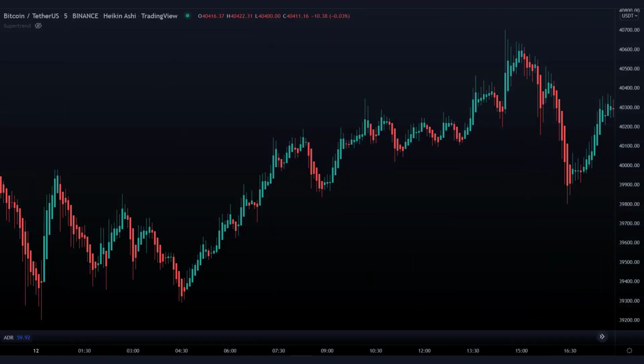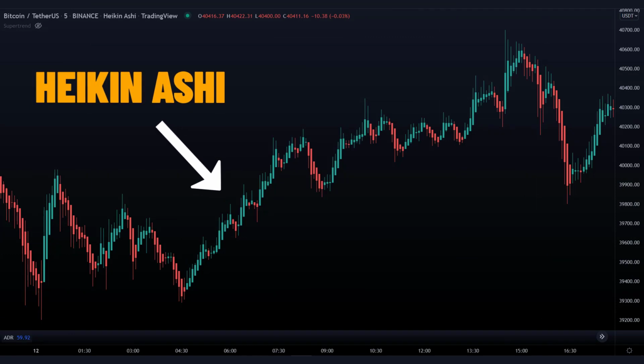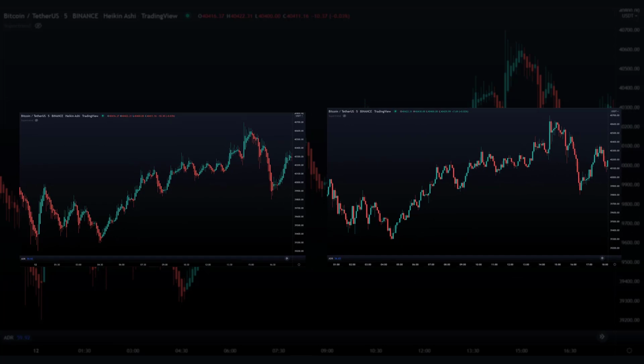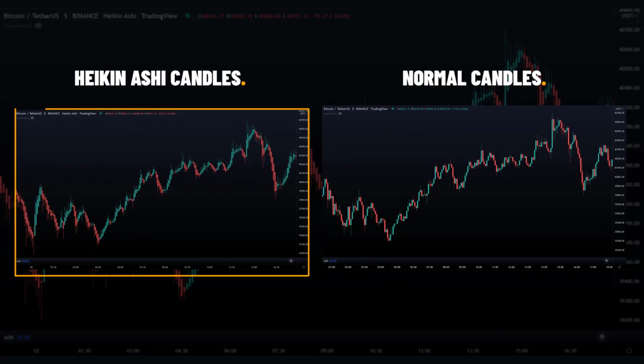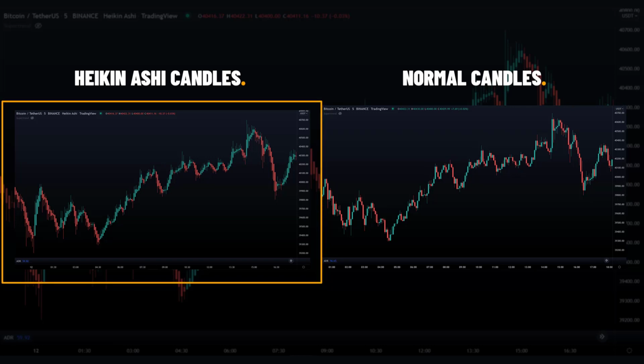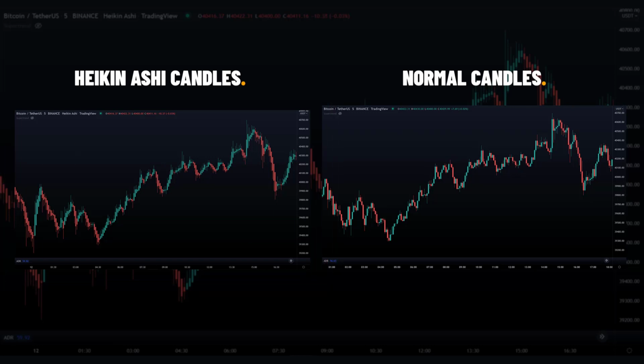For this strategy we use the well-known Heikin Ashi candles. These are candles which you can use on the analysis platform TradingView. Heikin Ashi candles look a bit different from traditional price candles. Here on the screen we see on both sides the same rise. However, on the left side, with the Heikin Ashi candles, you'll see that the candles remain green and red for a longer time. This ensures that the trend becomes clear.